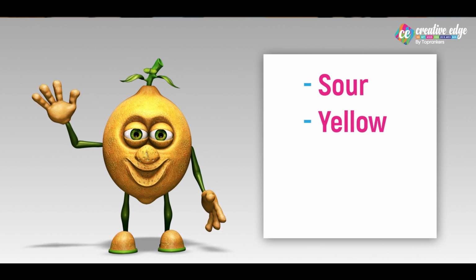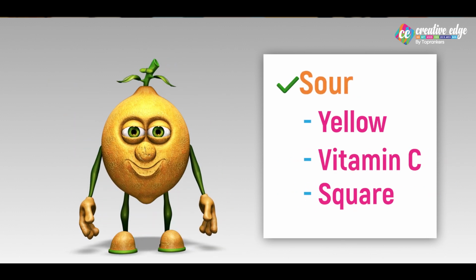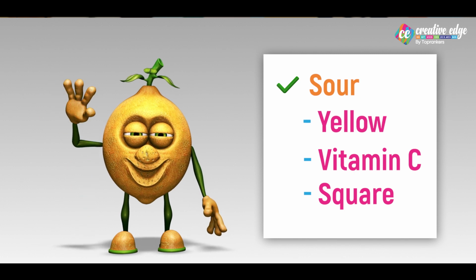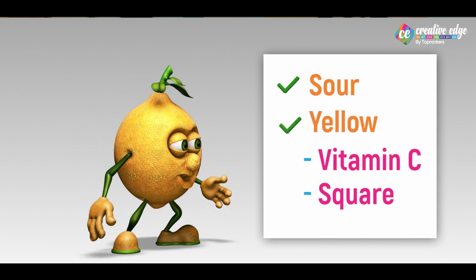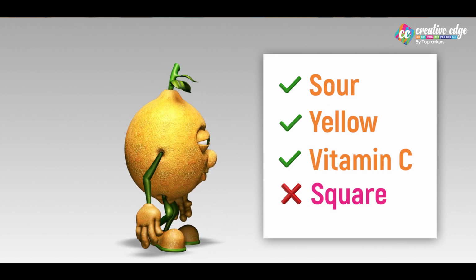For example, if I ask you to mark the characteristics of lemon and the options are sour, yellow, vitamin C and square. So you can mark lemon is associated with sour, lemon is associated with yellow, lemon is associated with vitamin C. So in total 3 options are correct. So guys, each option of this section is of 4 marks and there will be partial marking for each correct option. There is negative marking for a wrong answer which is -1.